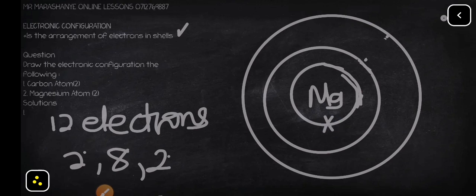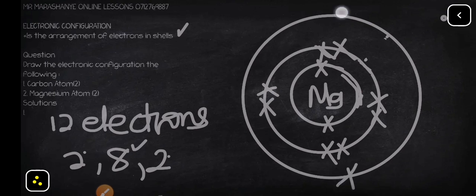All right, 1, 2. Then on the second shell, 1, 2, 3, 4, 5, 6, 7, 8. Then the last shell I'm going to put 2: 1, 2. As you can see, this drawing is known as the electronic configuration diagram for magnesium. It is just the arrangement of electrons in shells, or what you call orbitals.